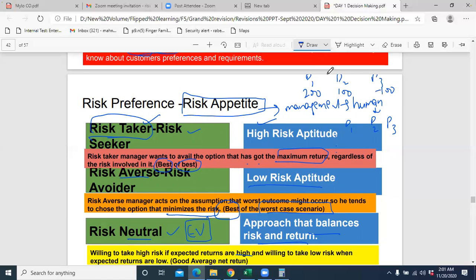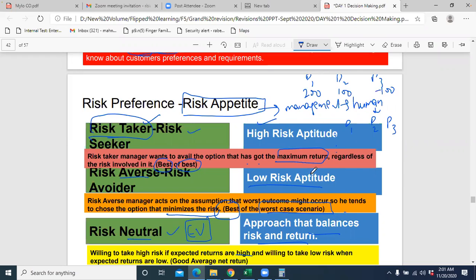A risk avoider manager would take which product? The best of the worst. So he would be taking which one, P1, P2 or P3? P3? No, P1. Best of the worst case scenario.